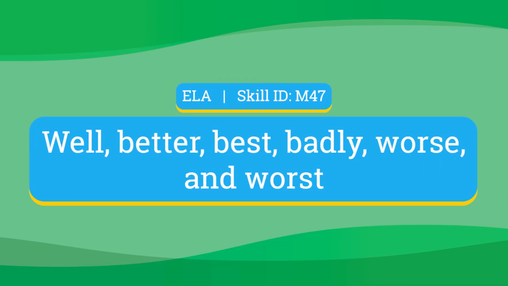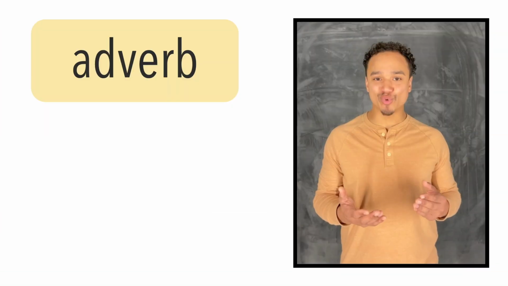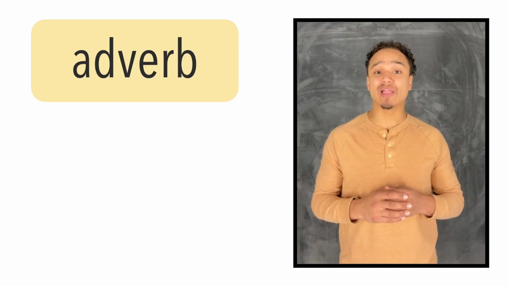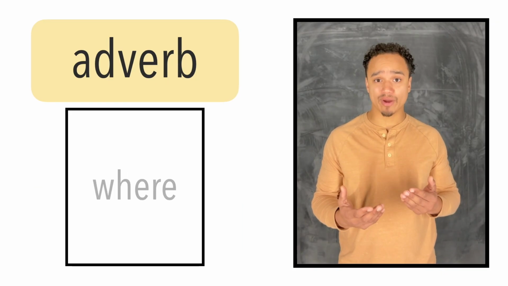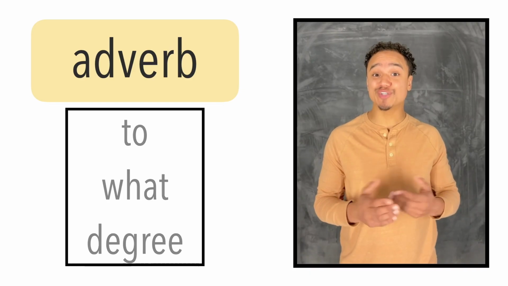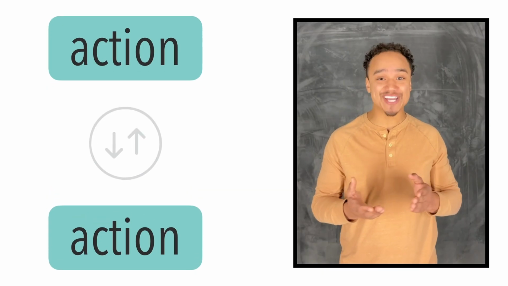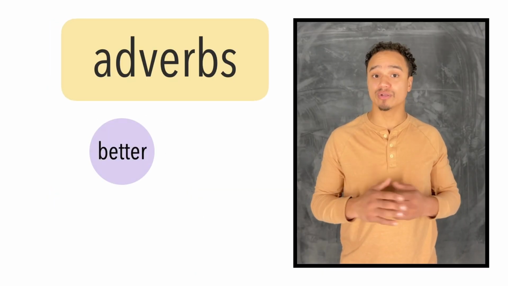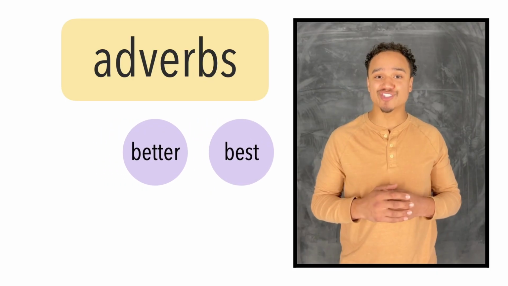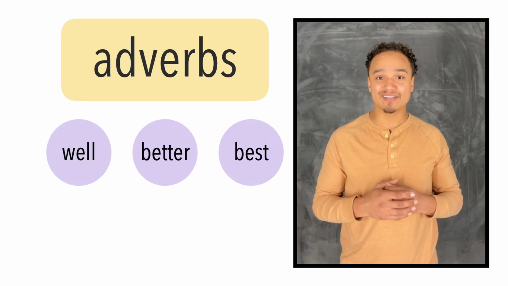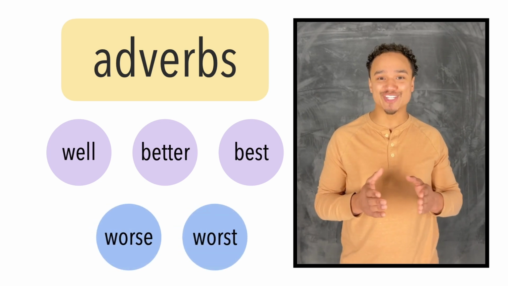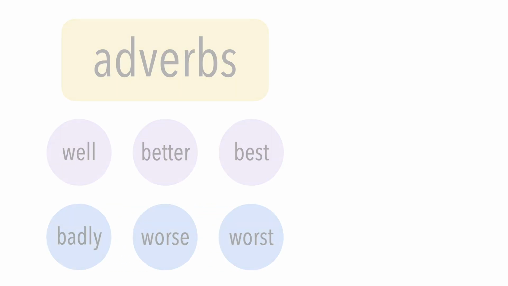An adverb is a word that can tell you more about a verb. That is, adverbs often tell how, when, where, to what extent, or to what degree an action is performed. You can also use adverbs to compare actions. In this video, we'll learn when to use the adverbs better or best when comparing actions that are done well, and when to use the adverbs worse or worst when comparing actions that are performed badly.